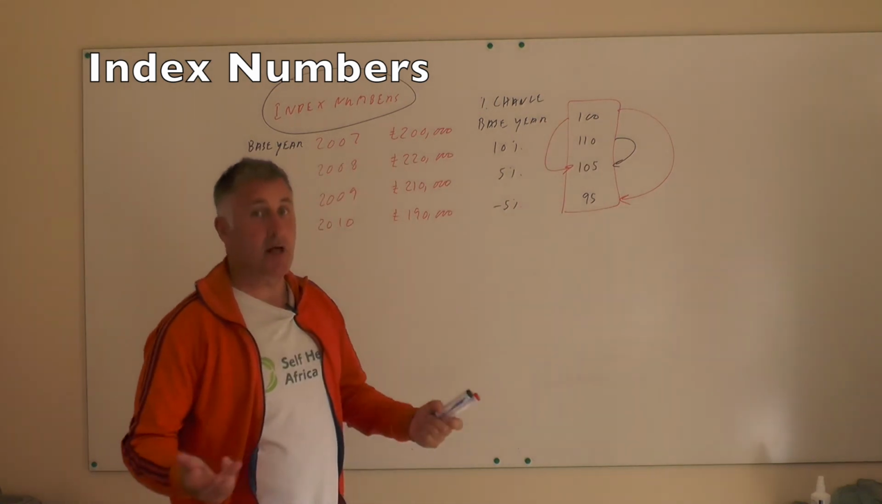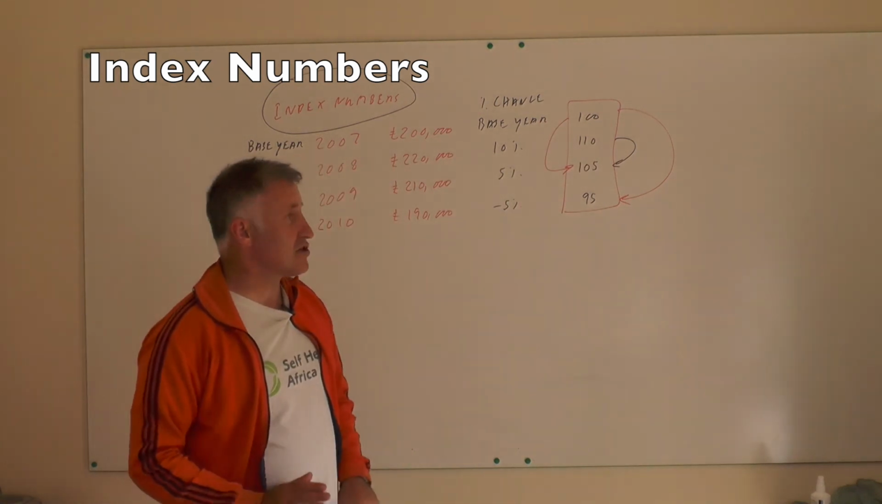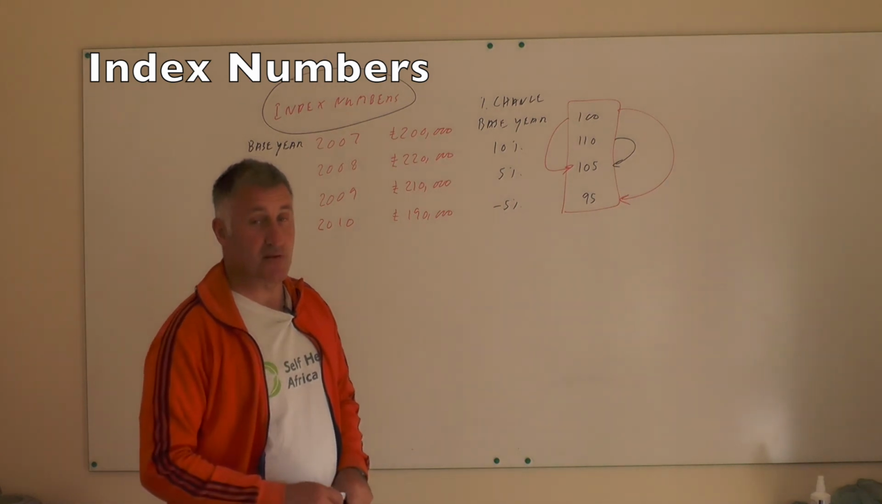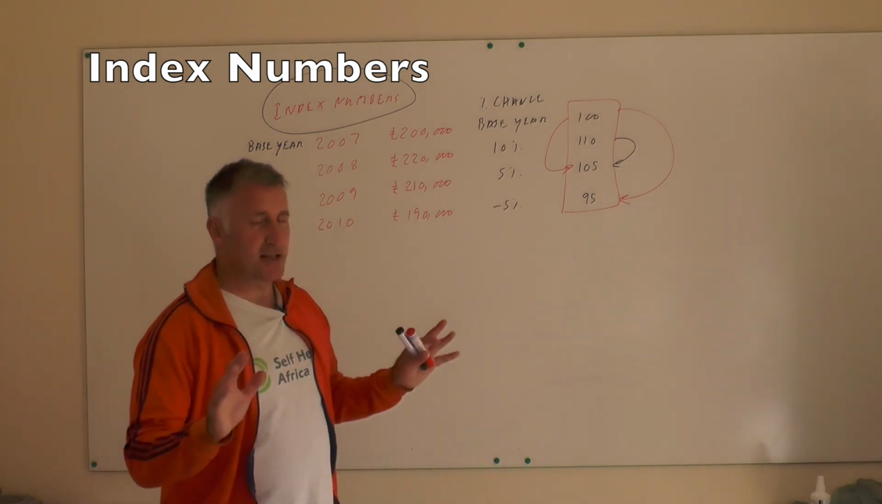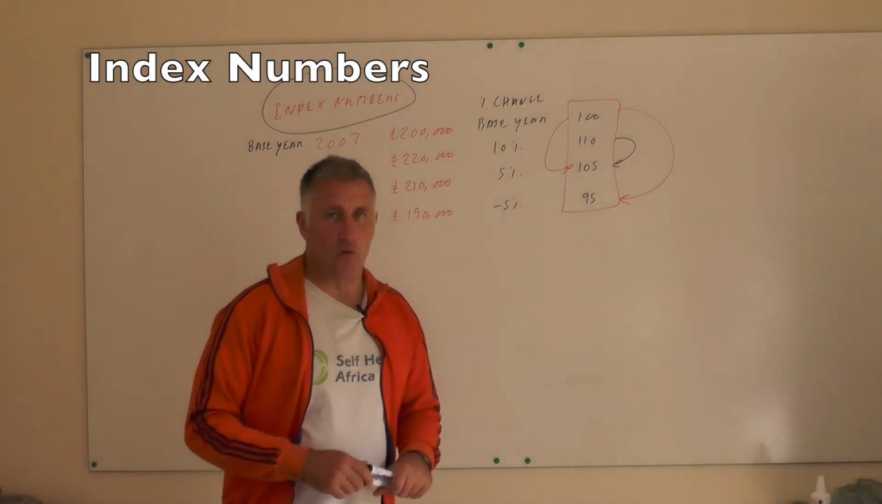and hence the index number tells us a story that house prices went up rapidly between 2007 and 2008, then they fell slightly, but over the whole period of time they fell by 5%. So that's what index numbers do. They paint a picture of what is going on in the economy.